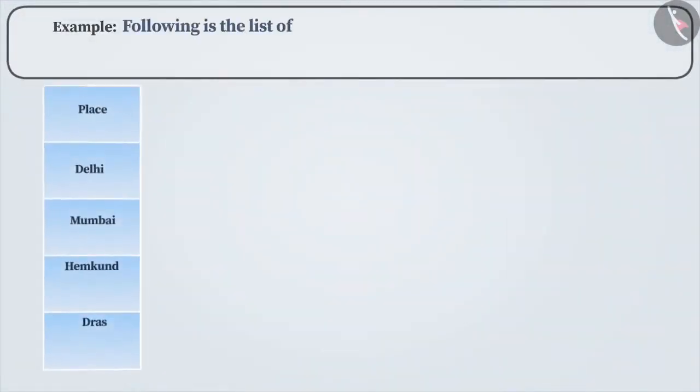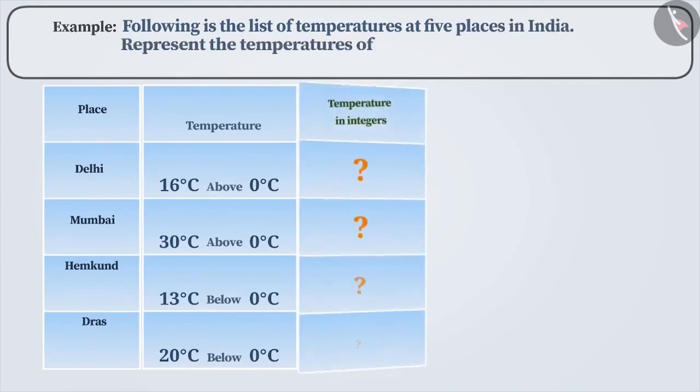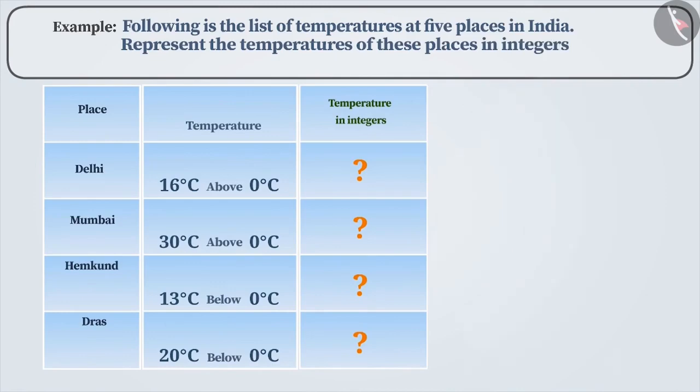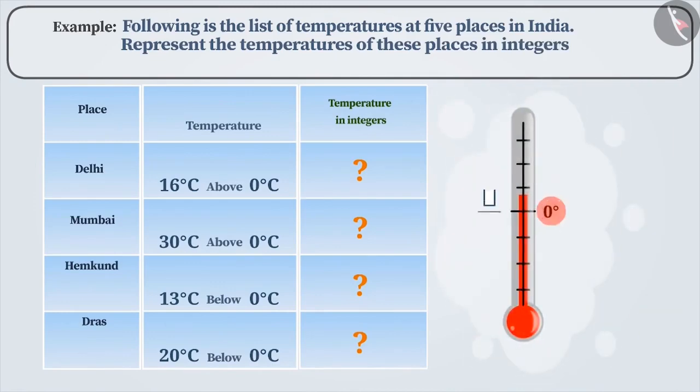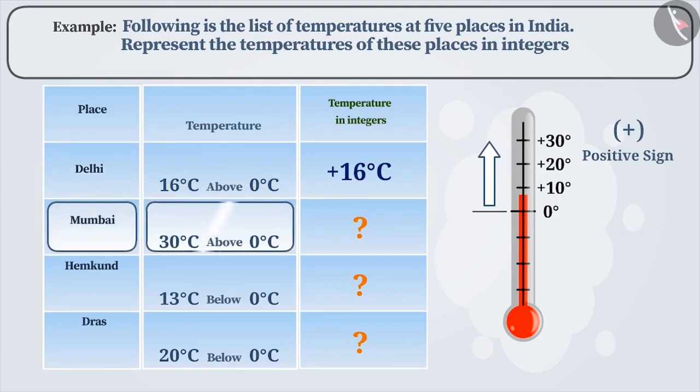Example 1. Following is the list of temperatures at 5 places in India. Represent them as integers. If the temperature is above 0 degrees centigrade, then it is represented as a positive sign. So the temperature of Delhi is 16 degrees above 0 degrees centigrade. Therefore, it is represented as plus 16 degrees. Similarly, Mumbai is 30 degrees centigrade above 0 degrees. Therefore, it is represented as plus 30 degrees centigrade.